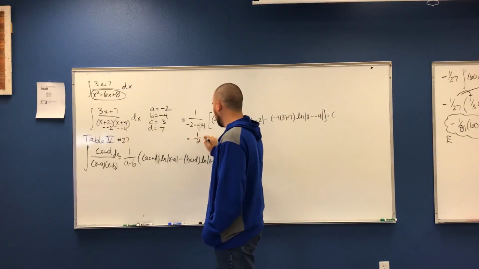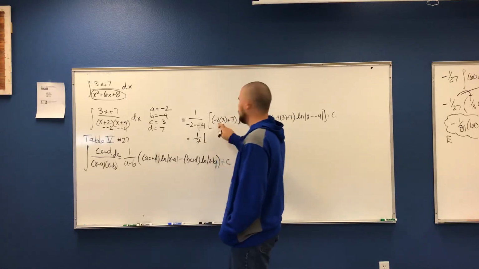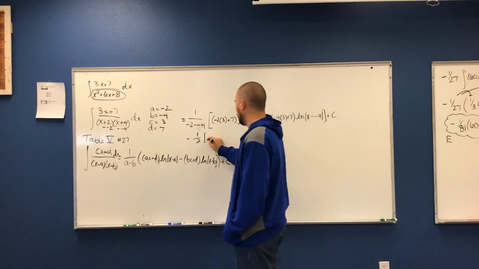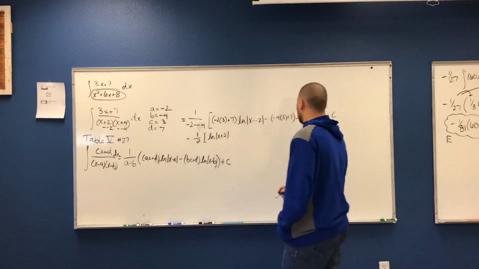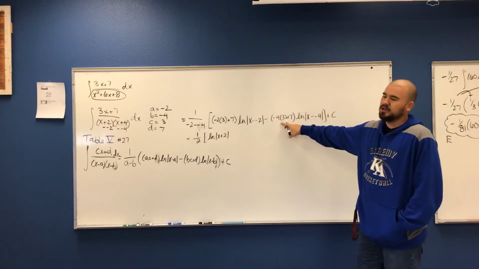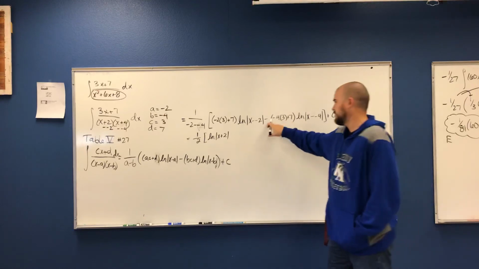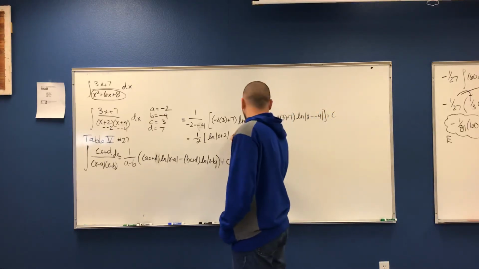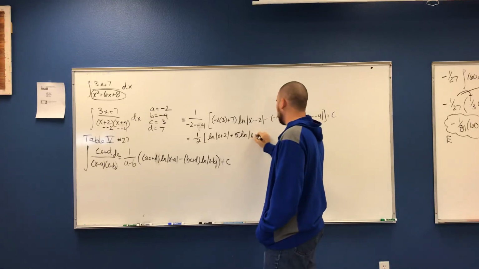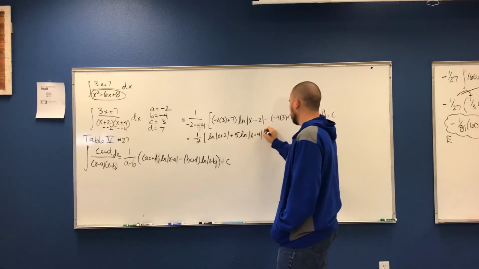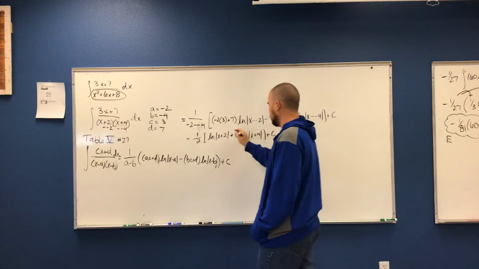That's 1/2 times negative 6 times the natural log of x plus 2, minus 12 minus 5, plus 5, times the natural log of x plus 4, plus C.